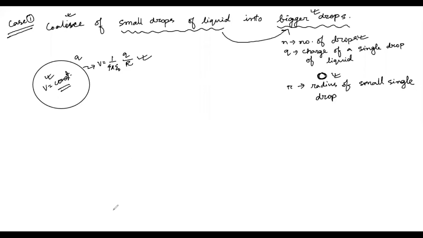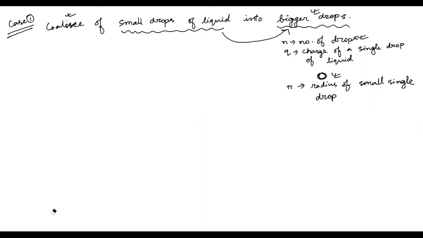Okay, for this, first we will find out the potential of a single drop of liquid. Since this single drop of liquid has radius r and charge q, the potential of a small drop of liquid will be the same as what we did a few minutes back, that is, the potential of a spherical shell. So that same expression will come across.